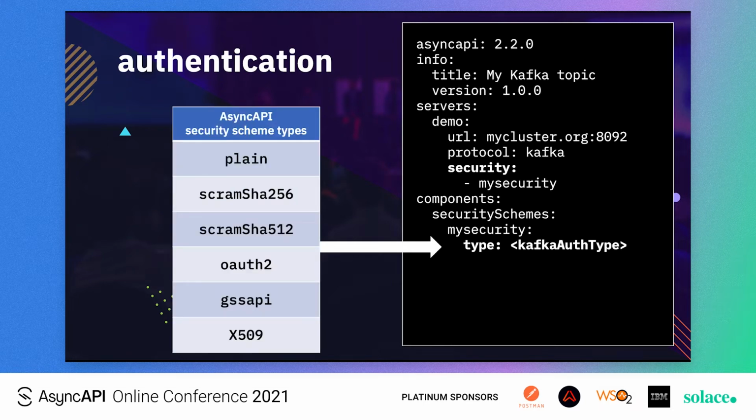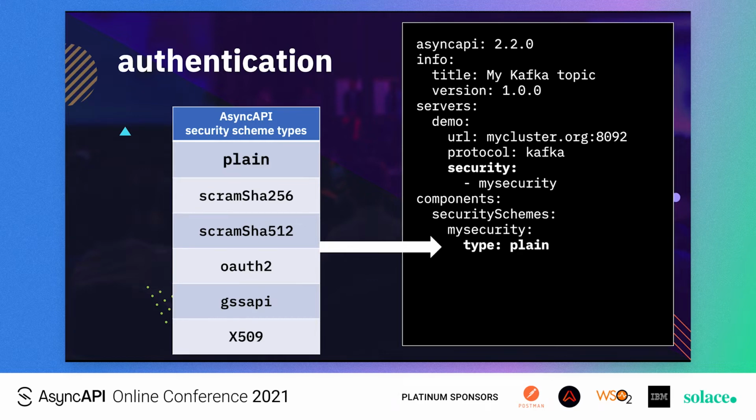These are the security scheme types in AsyncAPI that you can use with Kafka. plain for SASL plain, scramSha for SASL SCRAM in both the 256 and 512 variants, oauth2 for OAuth bearer, gssapi for Kerberos, and X509 for mutual TLS. Let's look at a few examples of what this will look like.